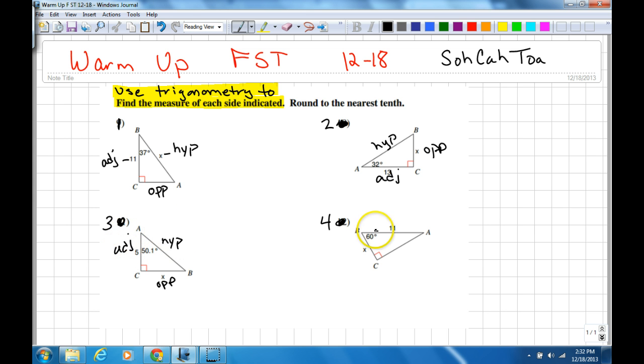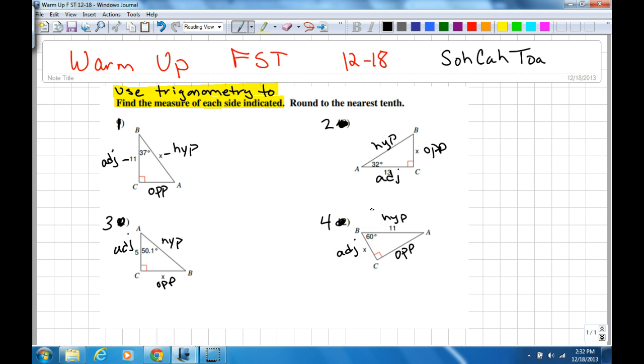And then what is number 4? For 4, my opposite. Hold on, time out. My opposite would be C to A. Yep, so this would be my opposite with nothing on it. My hypotenuse would be 11, and then that one would be adjacent.